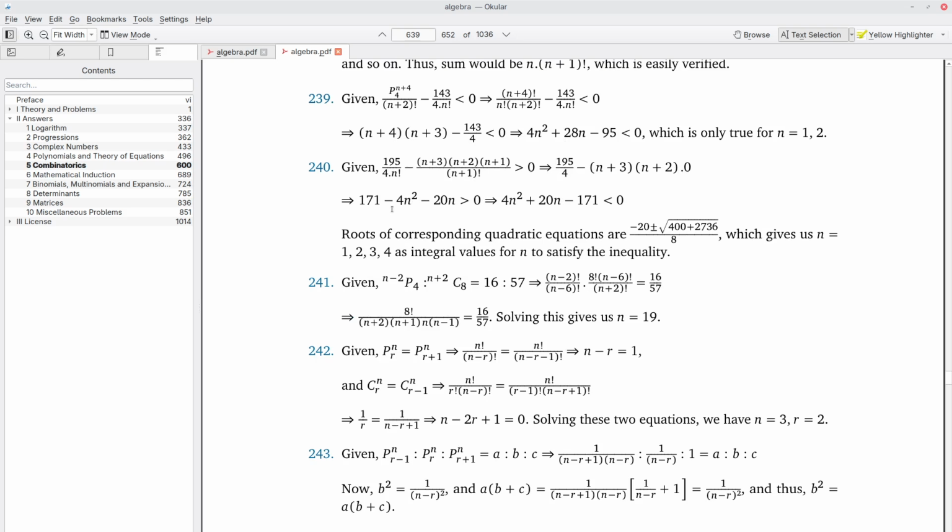And we get 171 minus 4n squared minus 20n greater than 0, or 4n squared plus 20n minus 171 less than 0. Roots of the corresponding equation is this. So we get n equal to 1, 2, 3, 4 as the integral values of n to satisfy the inequality. Once n becomes greater than 4, it won't be less than 0.